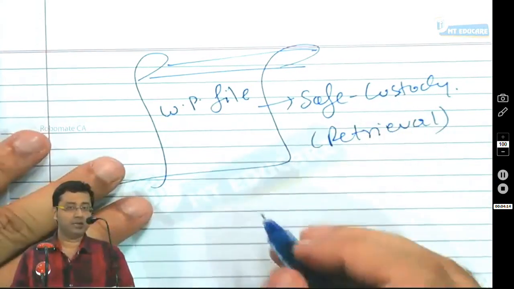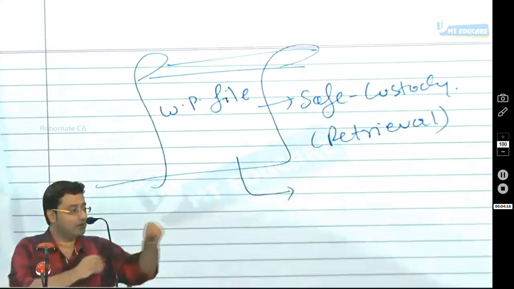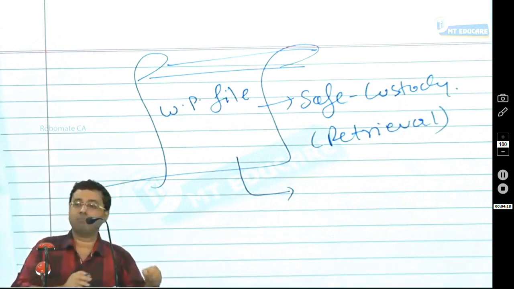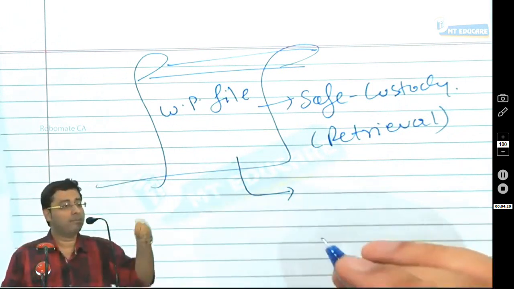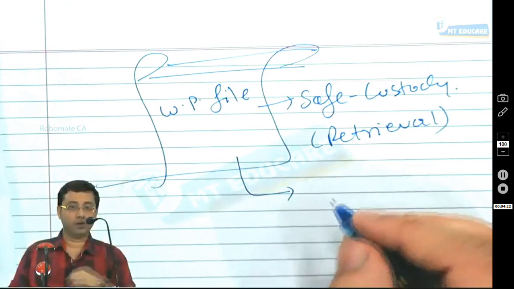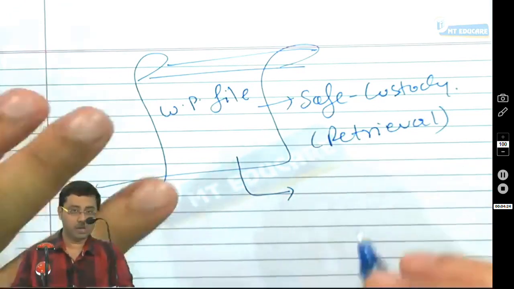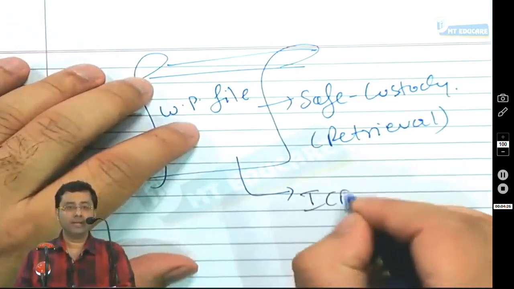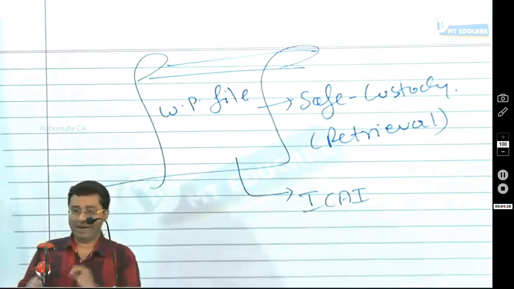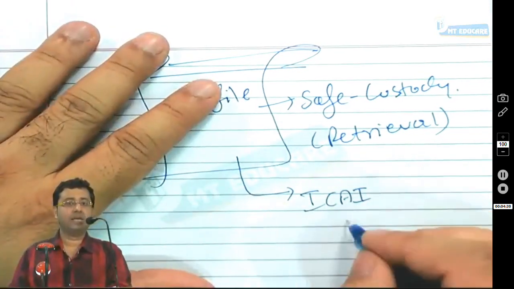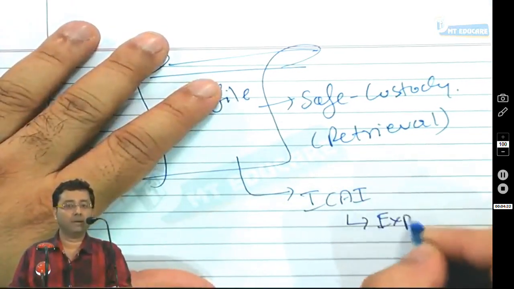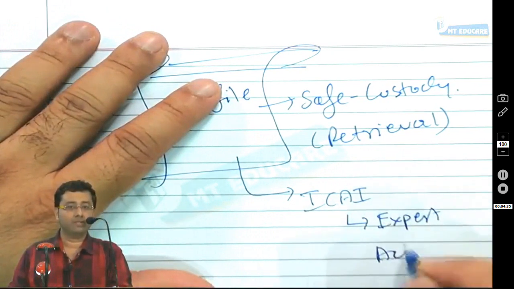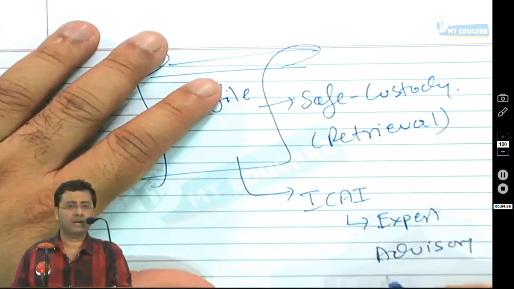And I'm telling you honestly, it's not necessary that somebody wants working papers in the same year in which you preserve them. An authority may ask for some working papers from an auditor after a certain number of years. Do you know that the Institute of Chartered Accountants of India, ICAI, has formed an Expert Advisory Committee on this? There is a committee which is called the Expert Advisory Committee.